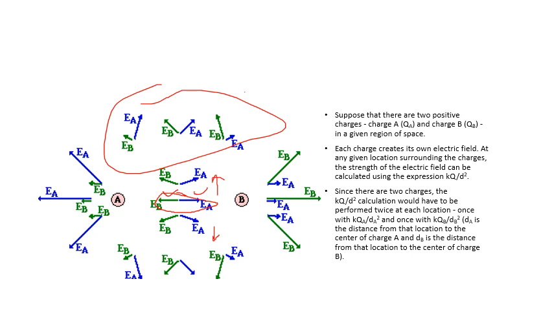Since there are two charges, you can calculate this value of kq over d square at these two locations. Suppose the distance from A is dA and from B is dB, then you can calculate this and find out the resultant value.